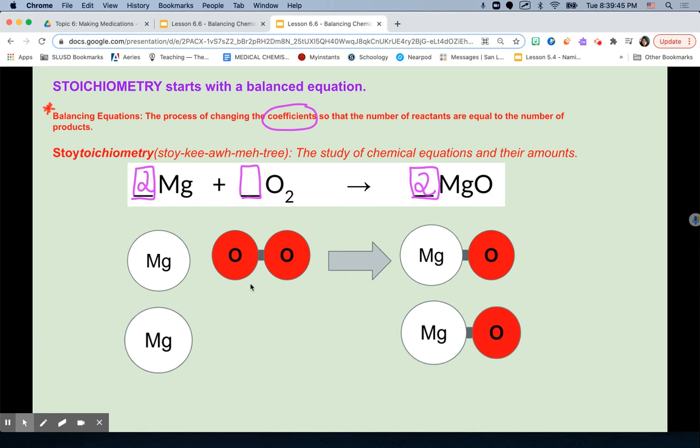And now both sides, both my reactants and products are balanced, because in my reactants, I have 2 Mgs, 1 molecule of O2, right? So 1 times 2 contains 2 oxygens. And on the product side, I have 2 Mgs and 2 Os, the same amount of elements on my reactant side as I do on my product side.